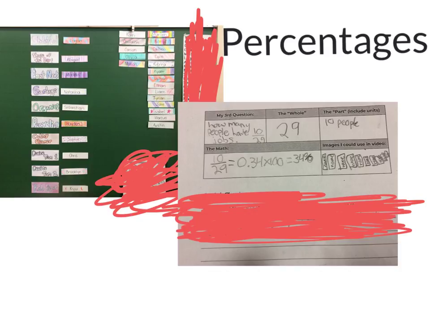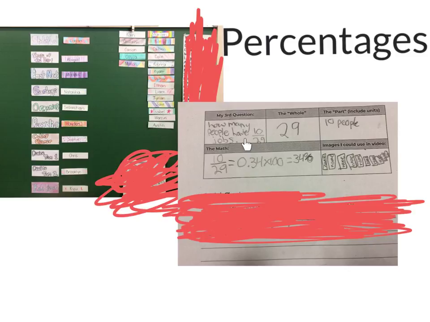Now I am wondering how many people have jobs. So there are 29 people in my class, and there are 10 people that have jobs right now. See, 1, 2, 3, 4, 5, 6, 7, 8, 9, 10.